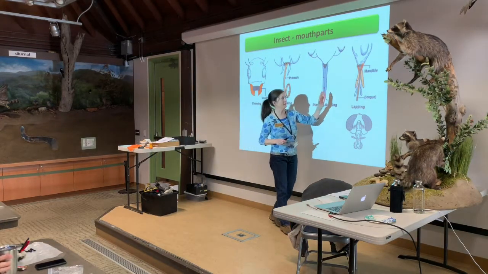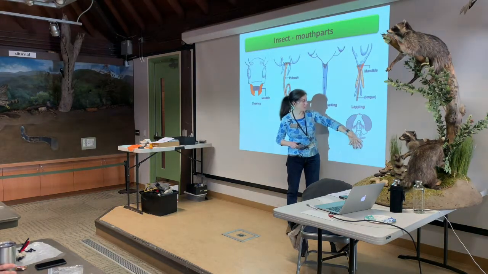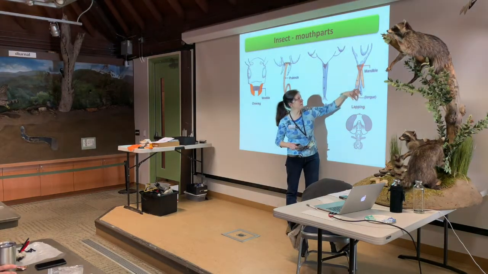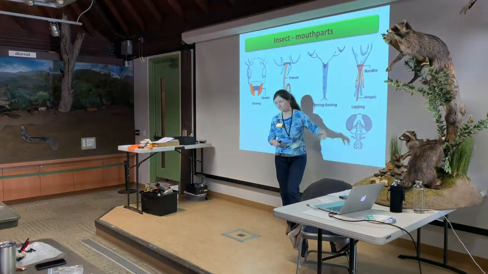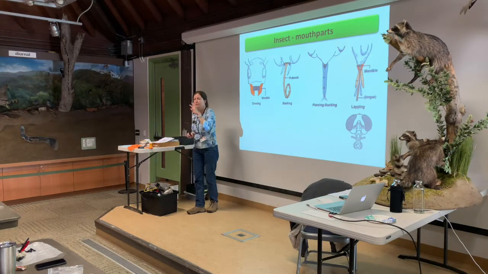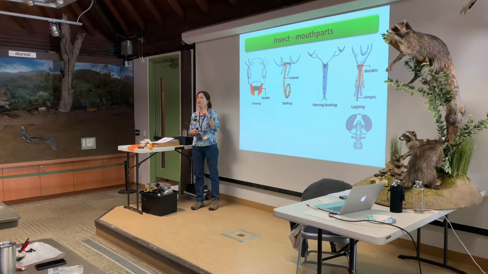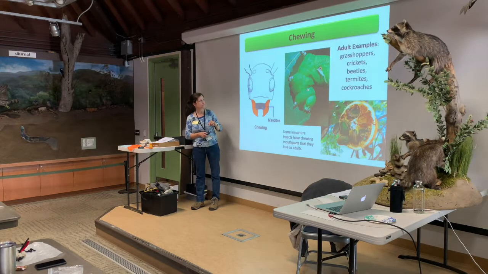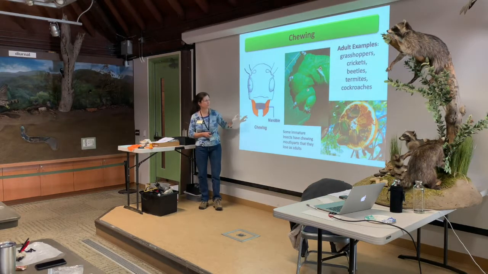And then lapping. So like a fly will have a lapping mouth part. Bees also will have a little tongue that can lap things up. So those are going to be your four basic different types of mouth parts that will tell you what that insect is primarily going to be eating. So chewing, sucking, piercing-sucking, and lapping. So chewing with the mandible.